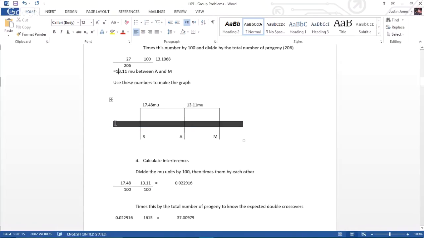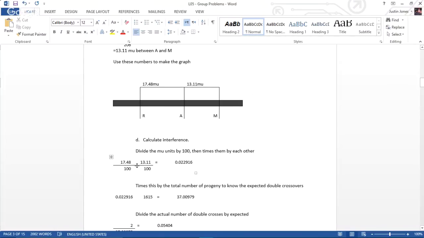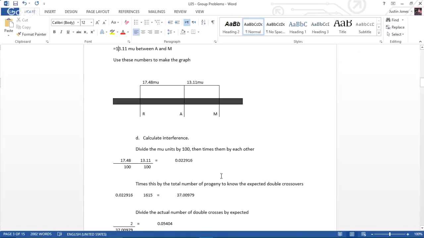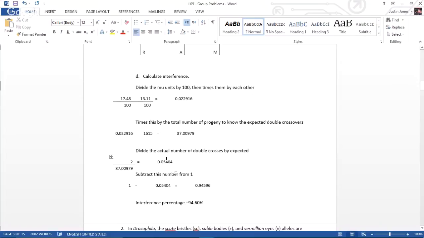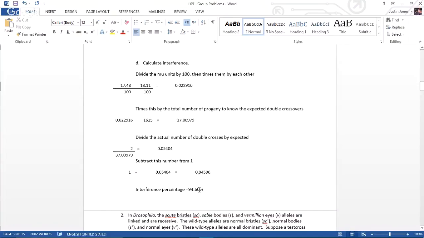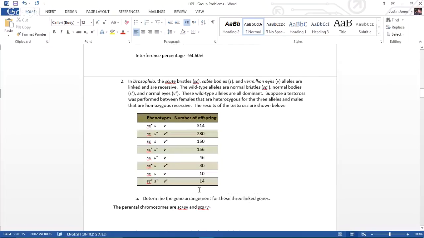And I made a little drawing, and that's it. So A is going to be in the middle, R and M with either 13 or 17 map units. Calculate the interference. So what you do is divide the map units by 100 and times them by each other. That's the first step. So I do that, and I get 0.022. You times that by the number of progeny, and this is the expected number of double crossovers, so 37. And then you divide the actual by the expected, and you subtract that number from 1. So that would give you the interference percentage, which is 94.6. And that's all the questions for problem 1.